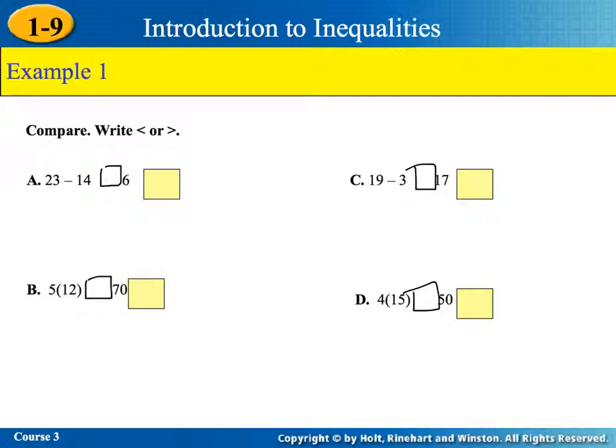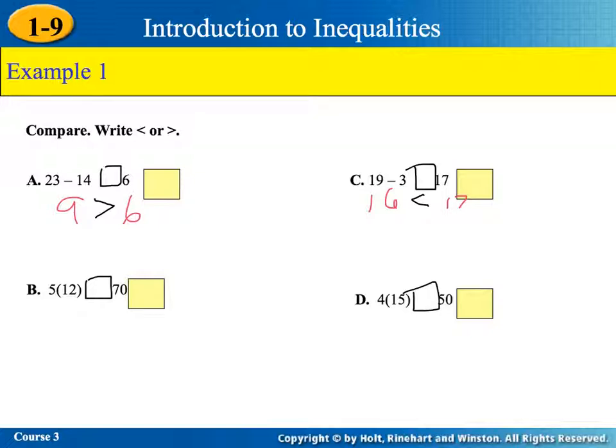All right, so the very first one, we have 23 minus 14 and 6 on the other side. Very first thing I have to do is solve. 23 minus 14 is 9. We have 9, we have 6. Which one's bigger? 9 is greater than 6. Next one, 19 minus 3. 19 minus 3 is 16. On the right side, we still have 17. What is our answer? It is less than. 16 is less than 17.